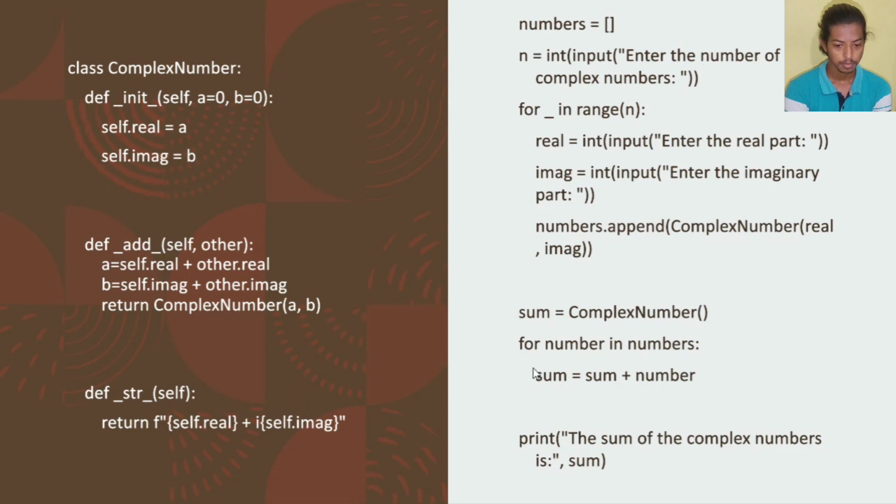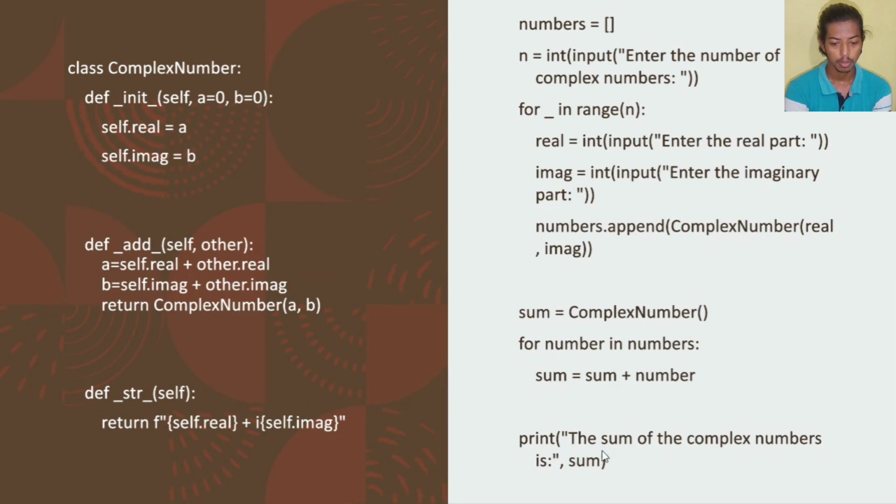So for sum, self.real will be 0 and this will be 0, so 0 0. In the other real part I'll have 1, and here it will be 2. 0 plus 1 is equal to 1 and 0 plus 2 is equal to 2. I'm calling this again, so it will be initialized again. It will be 1 and 2. So 1 and 2 will be sent here. It will again be initialized as 1 and 2. Basically this loop runs until the number list is completed.